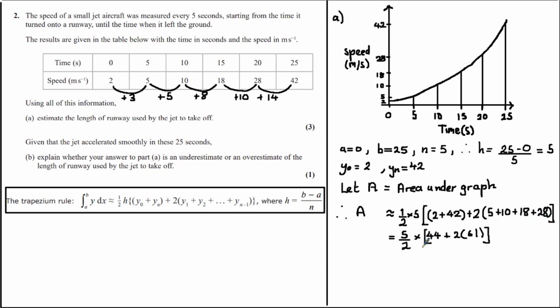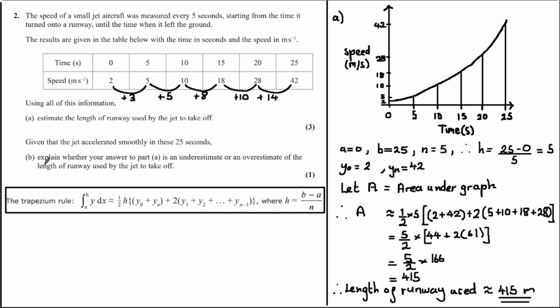And this is equal to 5 over 2 all multiplied by 44, which is 2 plus 42, plus 2 times 61, which is the sum of all of these values. And this is equal to 5 over 2 times 166. And if you work this out, this is equal to 415. And therefore, the length of the runway used is approximately equal to 415 meters.